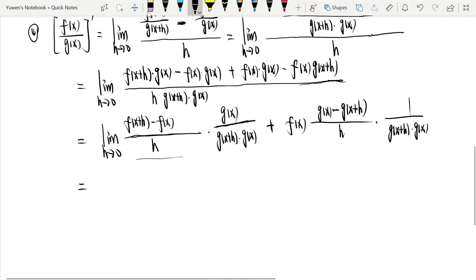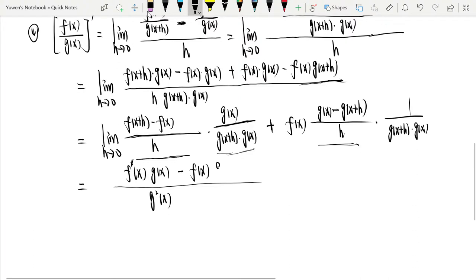Now the first part, this part is the derivative of our f. So that is the derivative of f times g(x), and when h tends to 0, the denominator in this part is g, as g is x squared. The second part, this part is the derivative of g, so that is the negative derivative. So that is a negative f(x) times g'(x), and there's g(x) squared here. So that's the quotient rule.